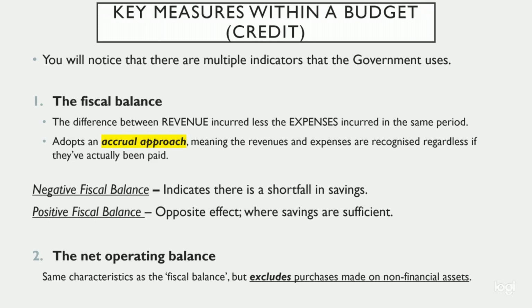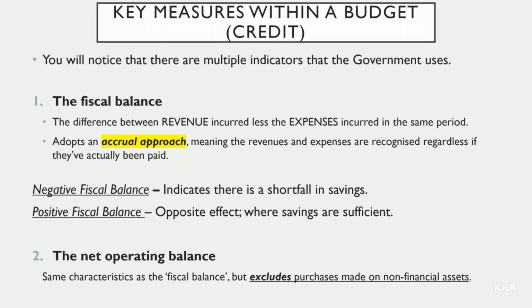So, two key indicators. The first one is the fiscal balance, and we're looking at the difference between revenues and expenses in the same period. The fiscal balance adopts an accrual approach, meaning that the revenues and expenses are recognized regardless of whether they've actually been paid or received. And so there are two outcomes.